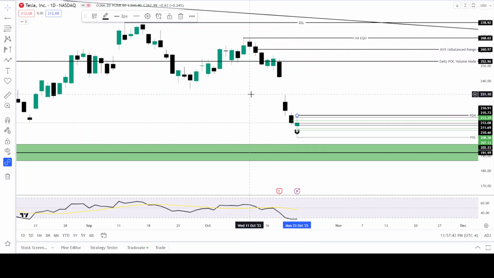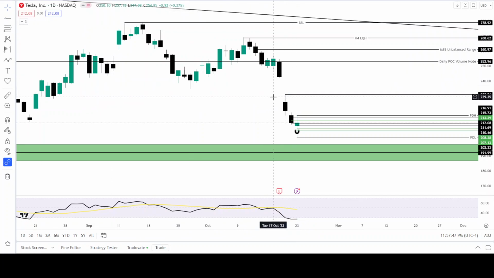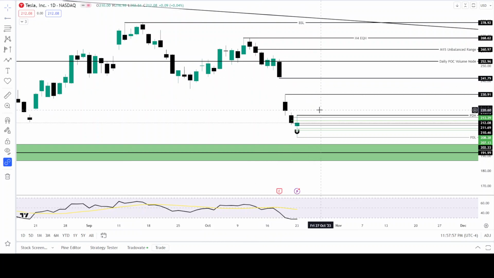I'm not going to mark every single one of them, but I will mark this wick here. That's going to be important in my opinion if we start getting up there. And then I'll mark this wick right here too. Okay, so I'm really looking for us to trade into this range, the 230 to 240 range.